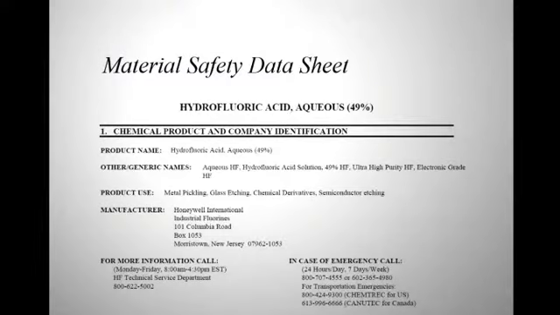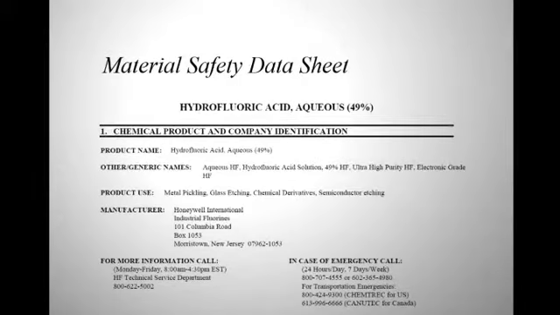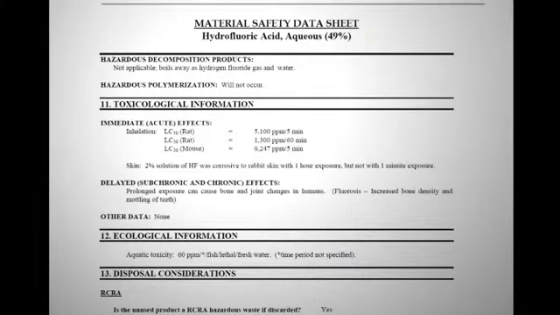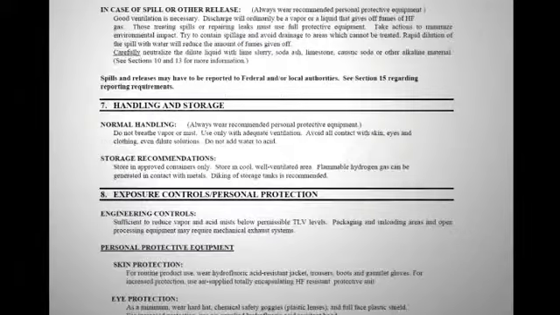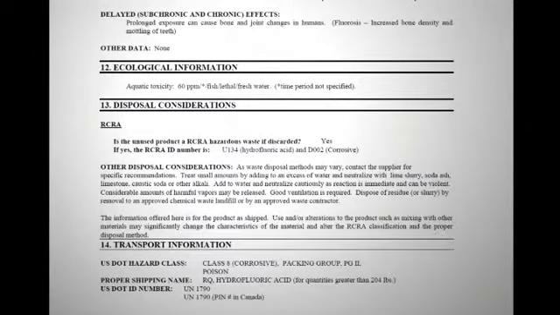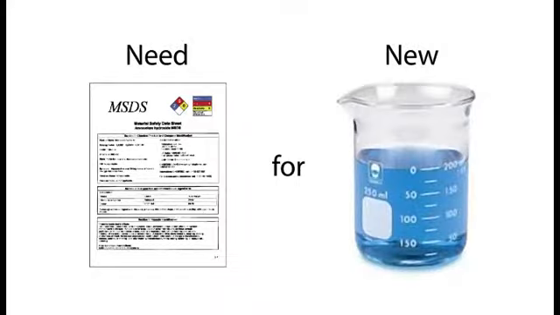Every chemical used in the nanofab has a Material Safety Data Sheet, or MSDS. You can find these in the yellow hazardous information box. The MSDS contains data about the chemical, such as toxicity, health hazards, first aid, reactivity, handling and storage, disposal, and chemical properties. Read the MSDS before using any chemical for the first time. An MSDS must be provided for any new chemicals brought into the nanofab.